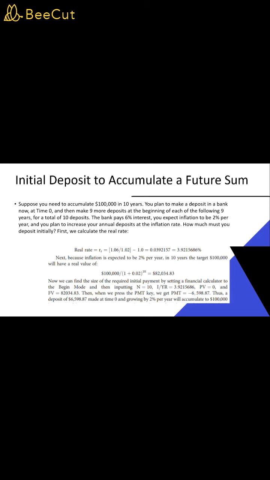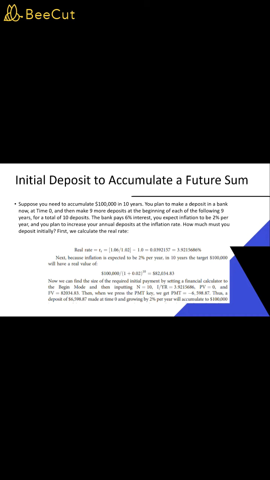So in this situation, first you are going to calculate the real interest rate. So again, what's happening here is that you have decided that, look, in 10 years time, you want to have a total of 100,000. Okay. And you want to make a deposit right now, at time 0. And then you're also ready to make 9 more deposits, so a total of 10 deposits. You're going to make all these payments, but what you want to make sure is that at the end of 10 years, you are going to have 100,000.